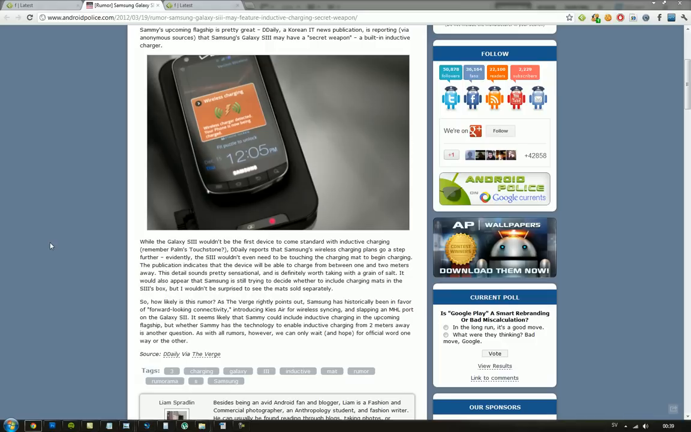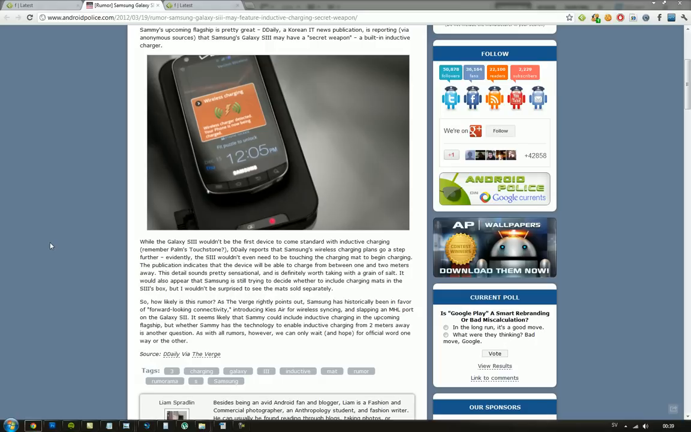charging mat. And, I mean, is that something that we're gonna see? Probably not. I don't think this is the real deal. I think that they may be experimenting with doing something like this in the future, but I definitely don't believe that we're already gonna see it on the Galaxy S3, so you can charge your Galaxy S3 smartphone 1 to 2 meters away. I mean, that would just be sick. That would be insane.